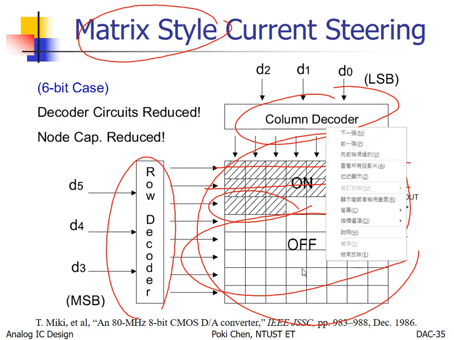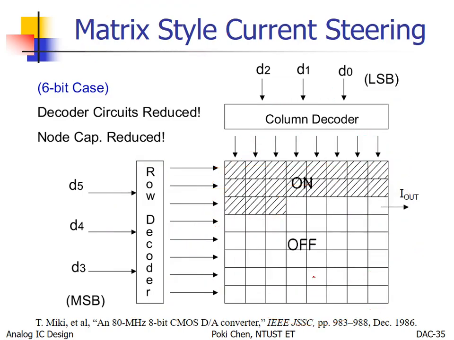Okay, but how to make such kind of decision? Let's go from the very beginning. Again, if the input is zero, nobody will be turned on, right? But if the input is one, you will turn on this, two, three, four, five, the first row is already fully on. So how about the next? You need to turn on this, right? And again, until all the current sources in the row are on, then go to the next.